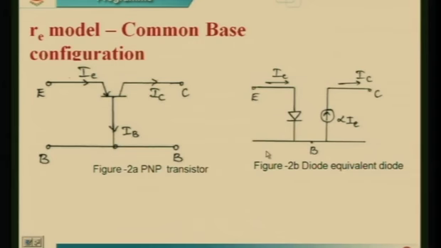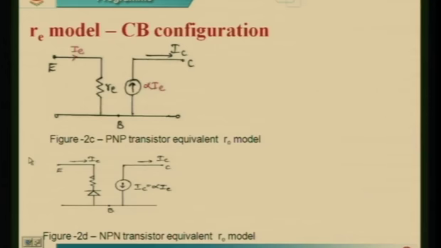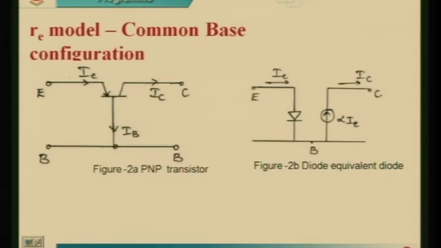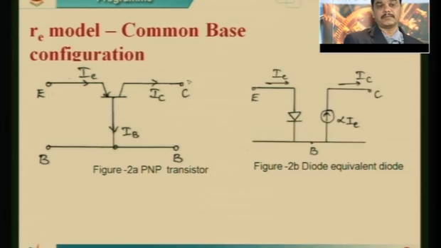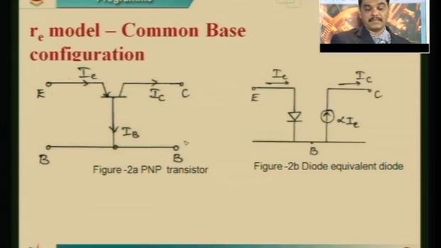Now let us first consider the RE model of a transistor in the common base configuration, as shown in the figure. In the common base configuration, the input is applied between the emitter and base, and the output is taken across the collector and base junction. The input current is IE, the output current is IC, and the current flowing into the base is denoted IB.